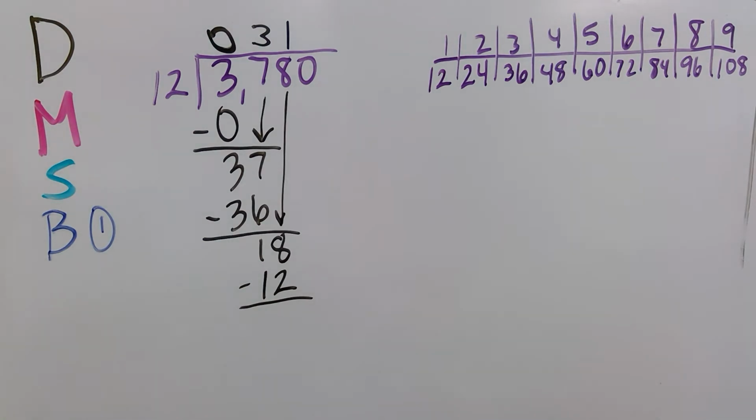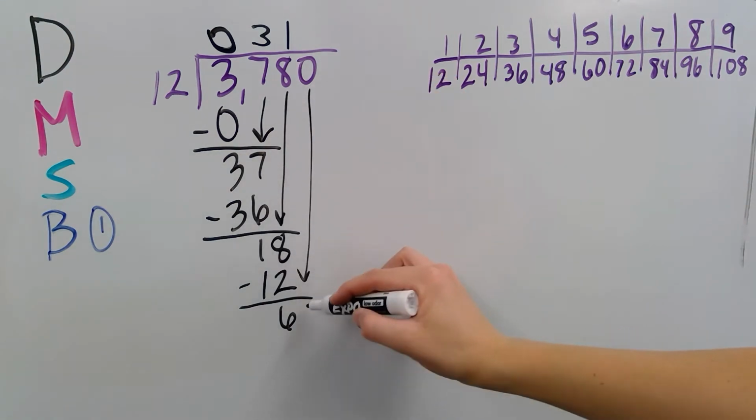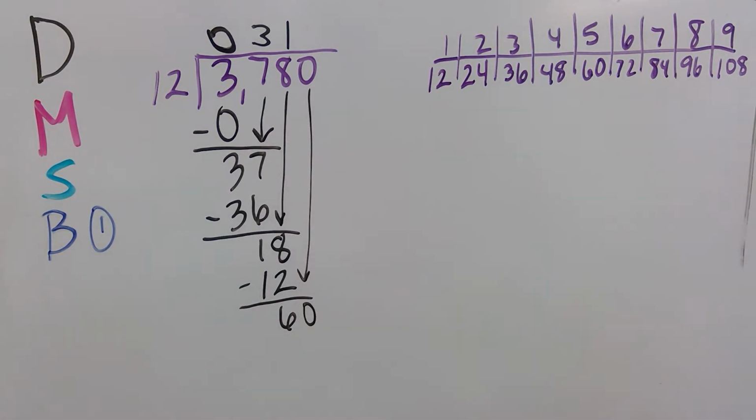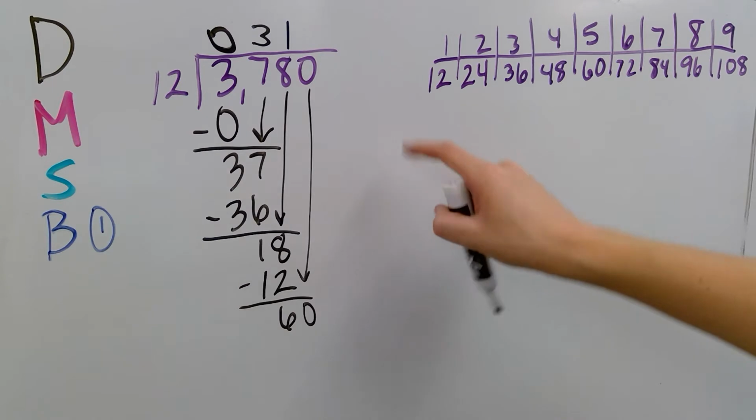Now I subtract. 8 minus 2 is 6. I subtracted, so now I get to bring down my 0. I brought a number down, so I have to start all over. So I'm dividing again. How many times can 12 go into 60 without going over?